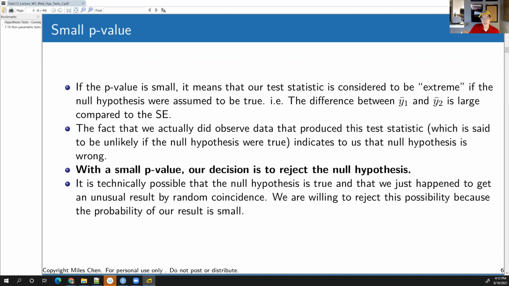Now, in reality, the truth is that the defendant either is guilty or the defendant is innocent. And it doesn't make sense to talk about what's the probability that the defendant is innocent or what's the probability that the defendant is guilty. So we can't really talk about the probability of the hypotheses.